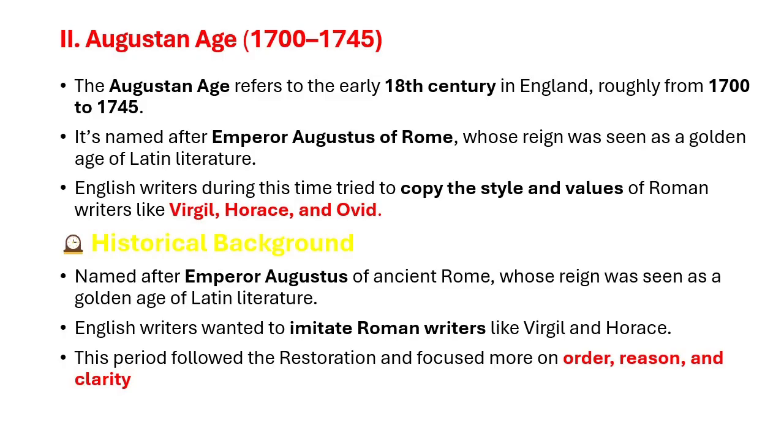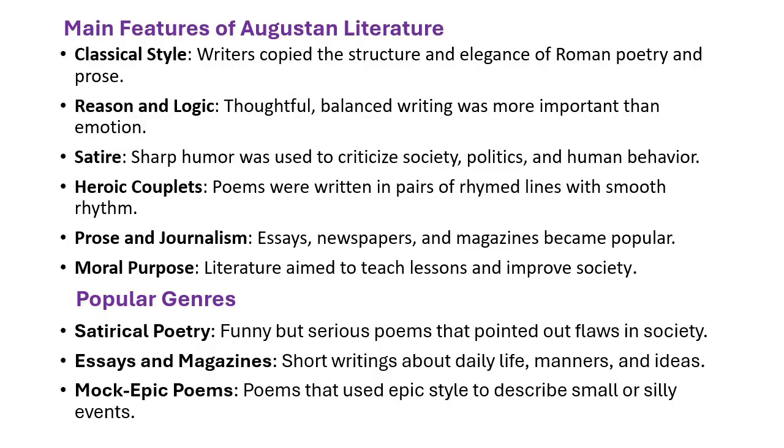Classical style: writers copied the structure and elegance of Roman poetry and prose. So here you can stress more on Roman culture, more on Roman literature, and thoughtful and balanced writing was more important than emotion. So here they gave more importance to structure. Sharp humor was used to criticize society, politics, and human behavior. You can see this in the works of writers of the Augustan age.